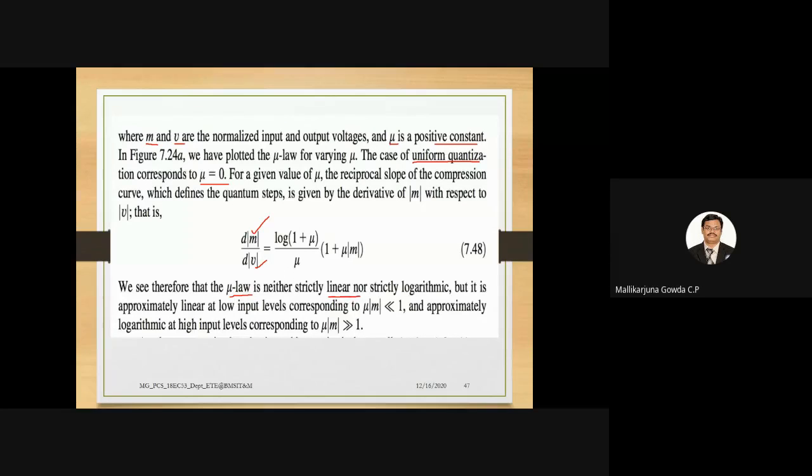neither strictly linear nor strictly logarithmic. I will show that graph, how it looks, but it is approximately linear at low input levels, corresponding to mu into mod of m being much less than 1, and it will be approximately logarithmic at high input levels, which corresponds to mu into mod of m being much greater than 1. So mu law is neither strictly linear nor strictly logarithmic. I said at low input levels it is linear, and at high input levels it is logarithmic.